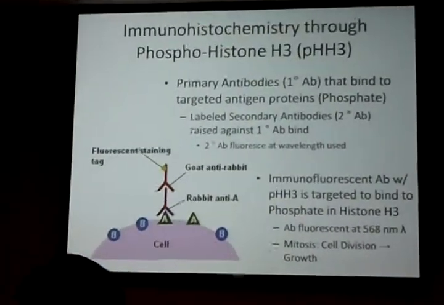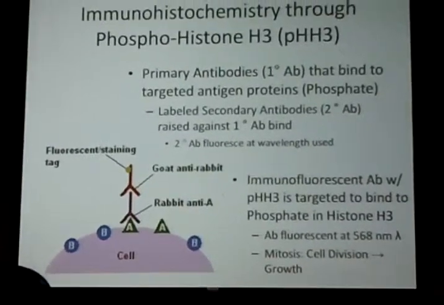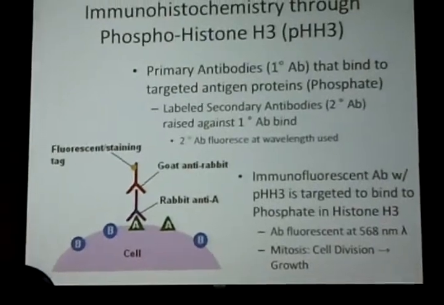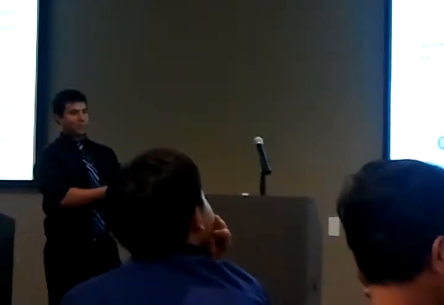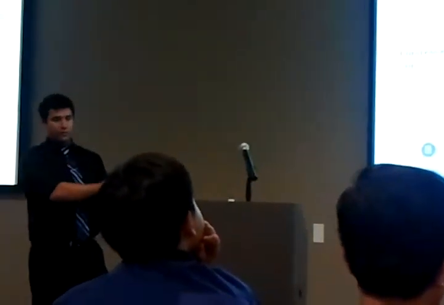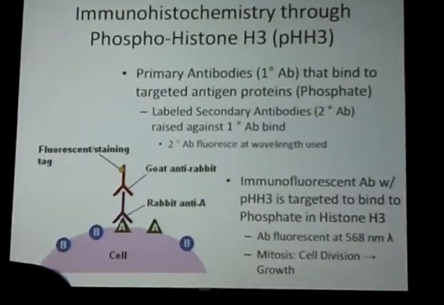Alright, and to measure mitosis, I did immunohistochemistry through the phosphates in the histones, which are created while the cells undergo mitosis. To keep it simple, I'll leave it at that because of time. What I did is I put in primary antibodies which attach to the phosphate groups within those histones inside the nucleus, and then I added secondary tagged antibodies which are fluorescent.